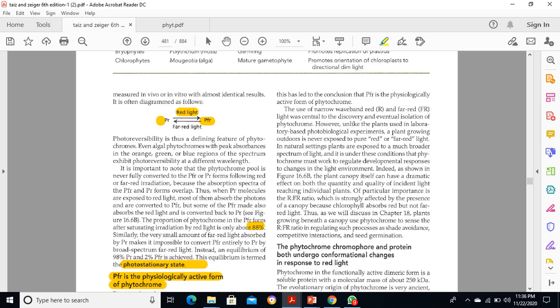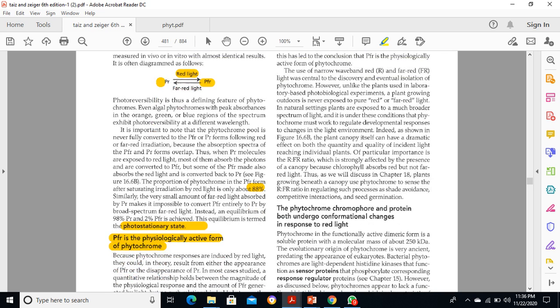That is, when Pr absorbs red light, it is converted to Pfr, and when Pfr absorbs far red light, it is converted to the inactive Pr form. Okay. So when Pr, the inactive form, absorbs red light, it is converted to Pfr. Actually, 12% of Pr exists in the inactive form, while the conversion to the active Pfr form is such that only 88% active Pfr is maintained.